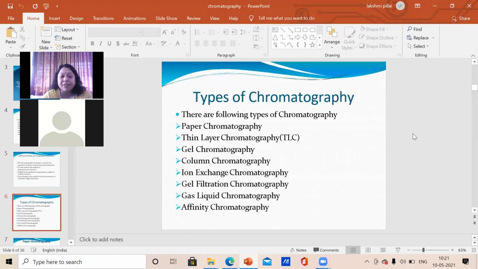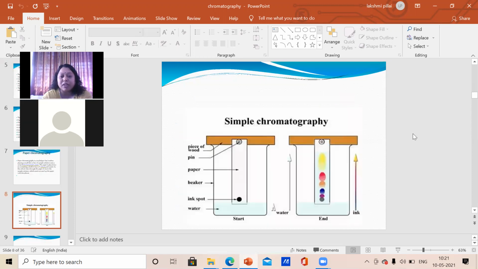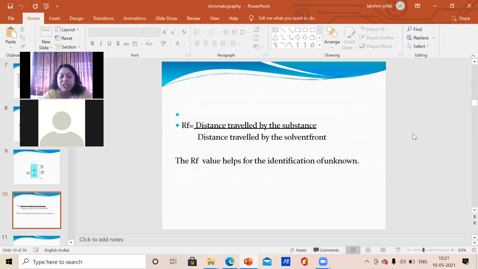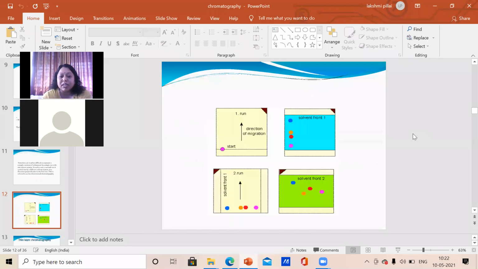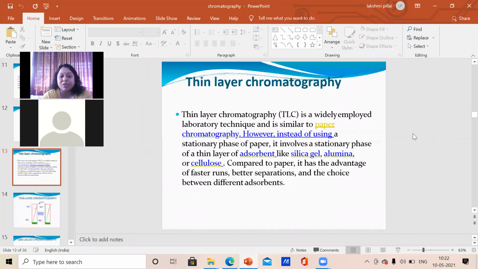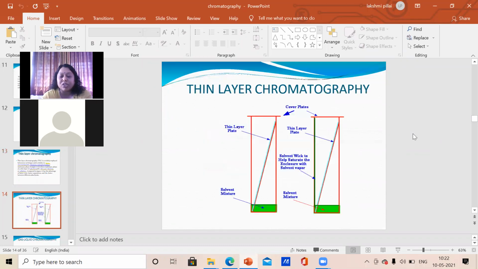Types of chromatography: thin layer chromatography, gel chromatography, column chromatography, ion chromatography, gel filtration chromatography, gas liquid chromatography, affinity chromatography. Paper chromatography I have already discussed. Retention factor is discussed: the distance traveled by substance by distance traveled by solvent. Then thin layer chromatography has been discussed, in which a glass slide is used to separate the mixture of compounds.